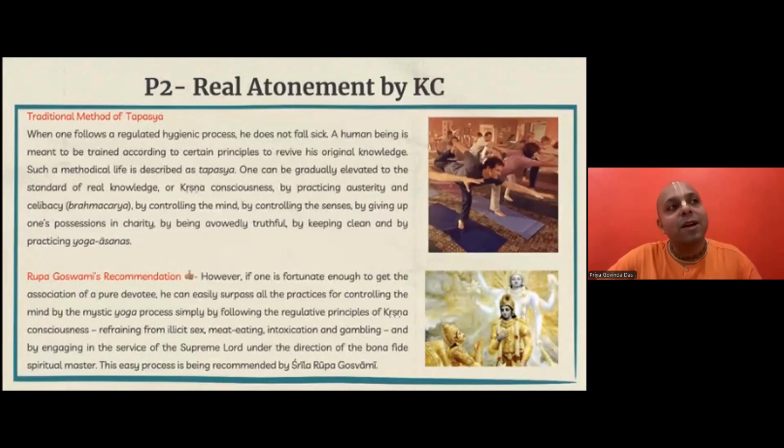So why does Prabhupada speak these two purports? Because Prabhupada wants to emphasize the importance of controlling mind and senses. Whether you go for the traditional process of tapasya or this easy process given by Rupa Goswami, in both processes it's very important for us to learn to control mind and senses.